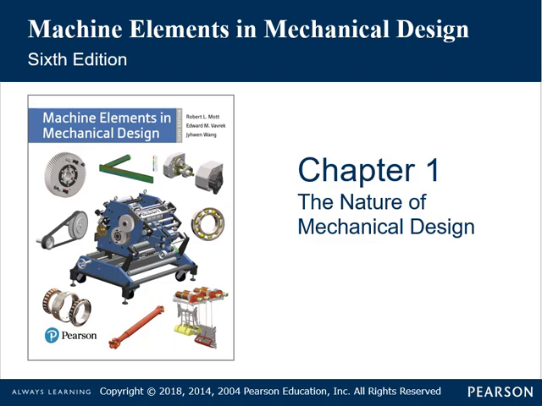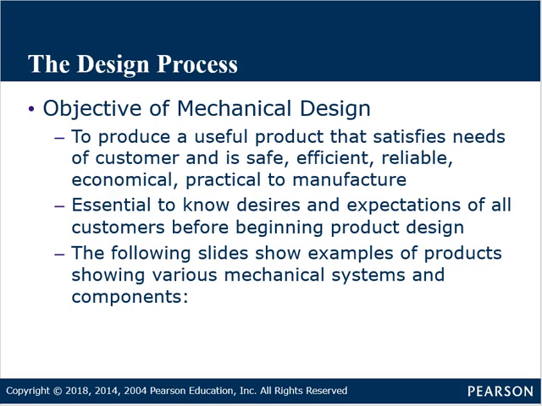Lesson 1 is about the nature of mechanical design and also Chapter 2, which has to do with materials that are used in mechanical design. The objective of mechanical design is to produce useful products that satisfy the needs of the customer, and are safe, reliable, economical, and practical to manufacture.